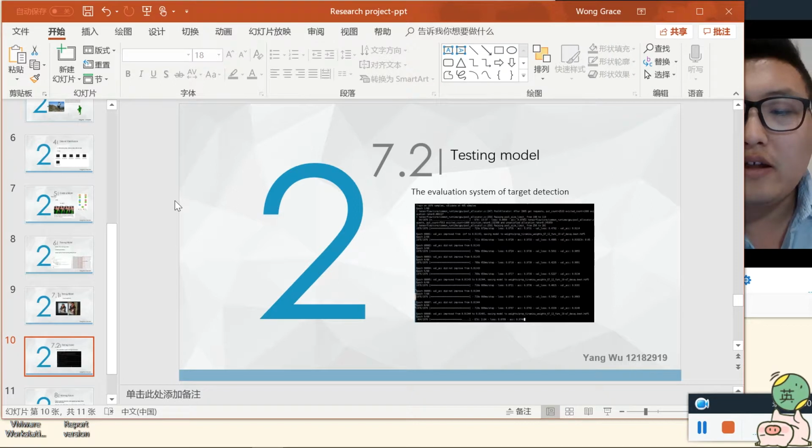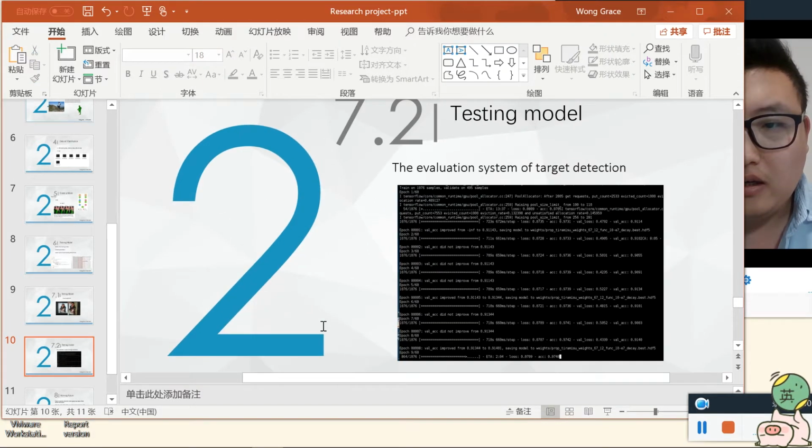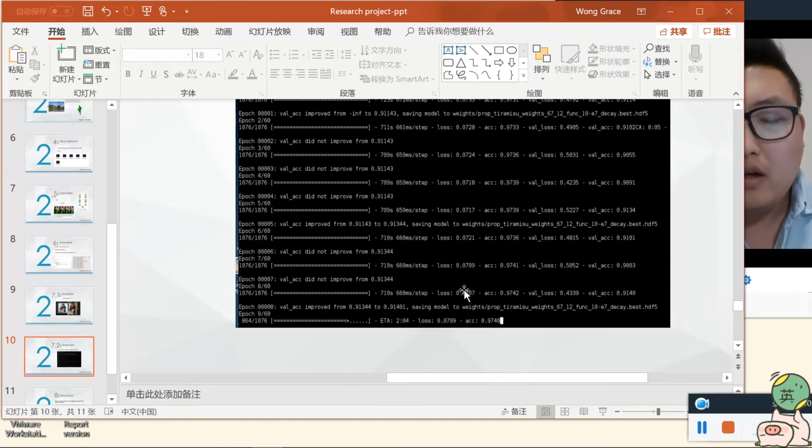The other test method is based on the evaluation system of target detection. The most important parameter is IOU, which can be shown below. You can look at this one. MCC means success rate. Look at the numbers. This number is almost 97%, close to 100%. So I think it can be proved that the model is good.